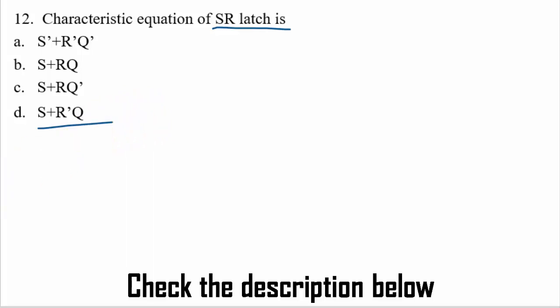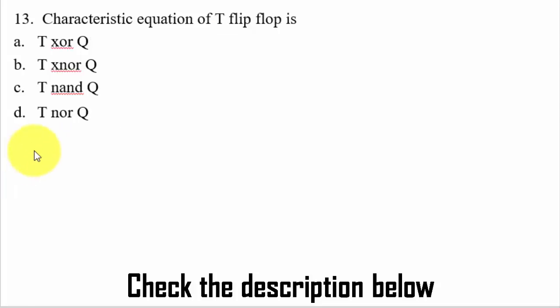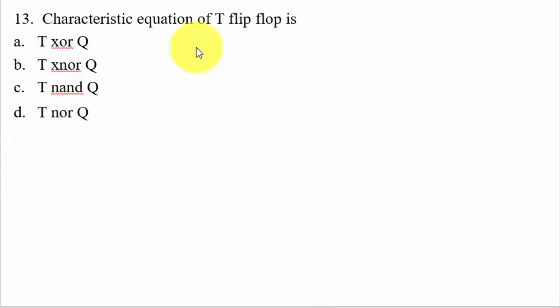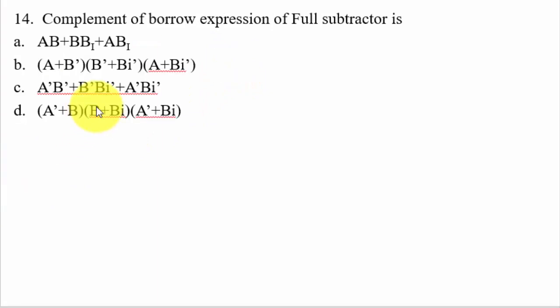Now, if I am talking about JK, it is J Q bar plus K bar Q. If I am talking about D, it is D only. If I am talking about T flip flop, it is T XOR Q. So, this is very, very important. So, the corresponding option that is going to follow is option A is correct.